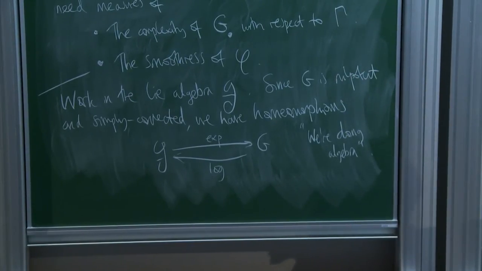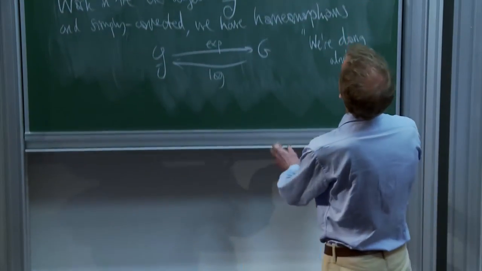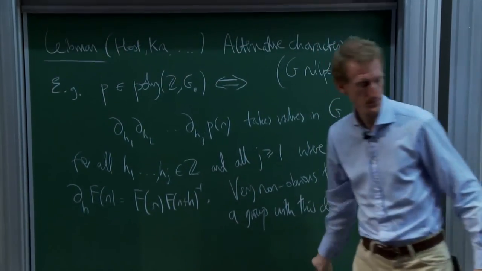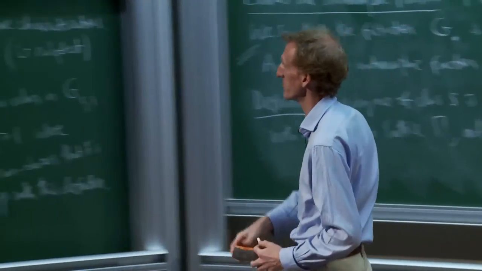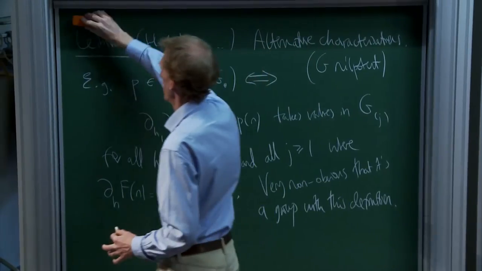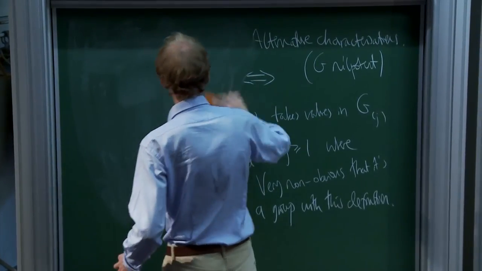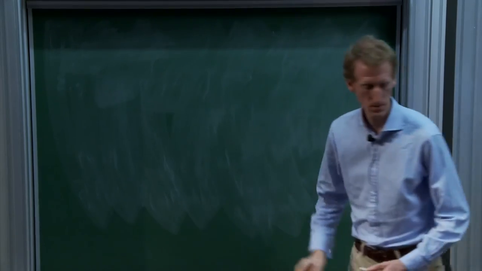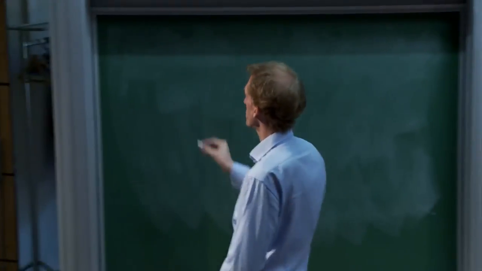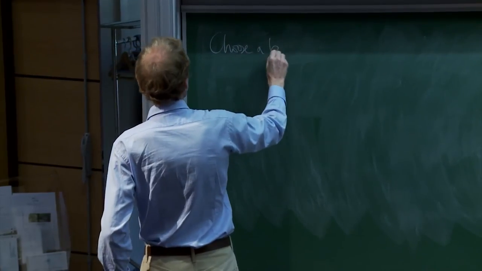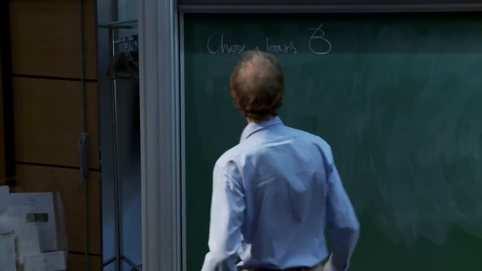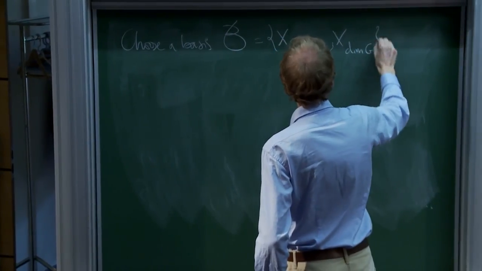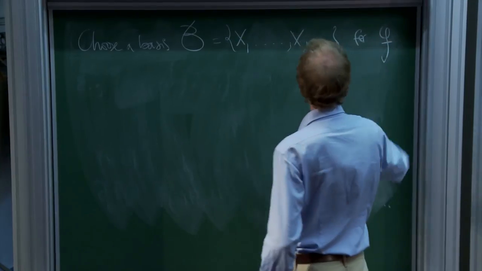Now, the Lie algebra is a vector space, so I can just pick a basis for it. So complexity can only be measured with respect to a particular choice of basis. Choose a basis, curly B, for the Lie algebra, g.